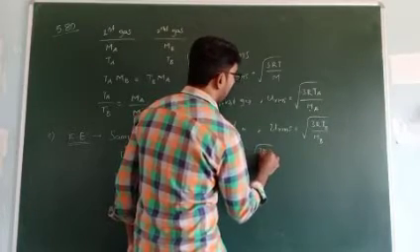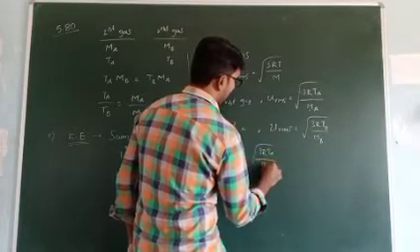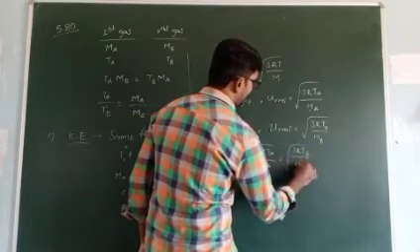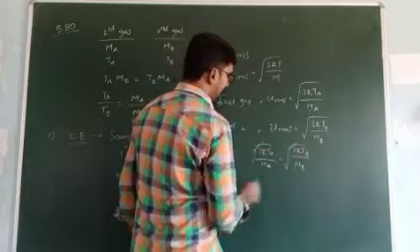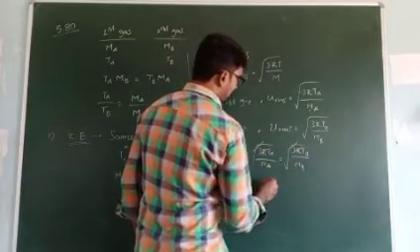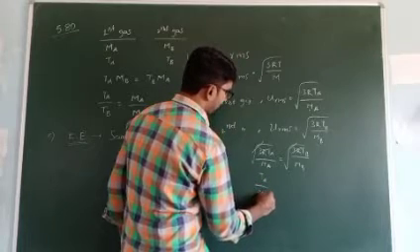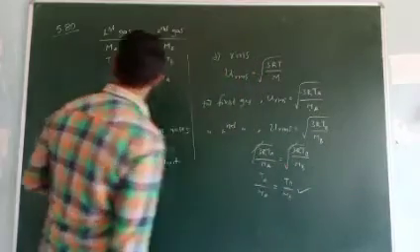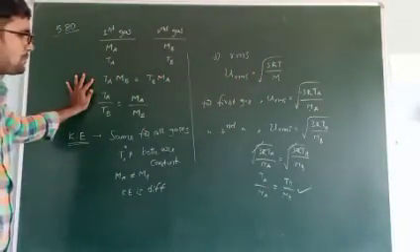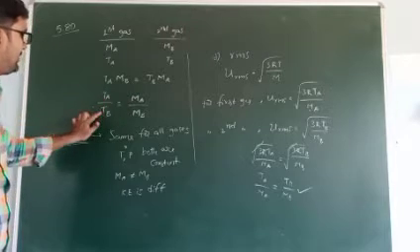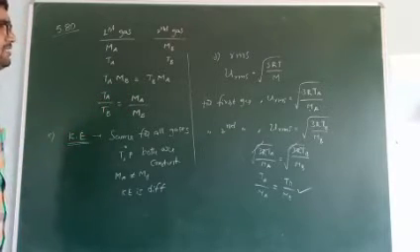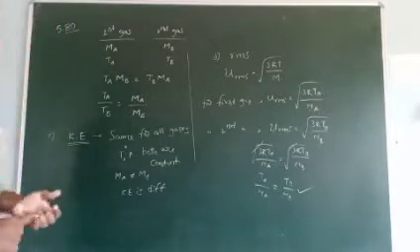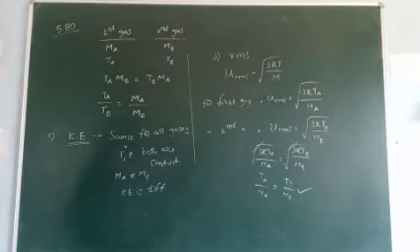Root over 3RTa by Ma equal to root over 3RTb by Mb. On both sides the square roots are cancelled, 3R cancelled. So Ta by Ma is equal to Tb by Mb. The same formula is coming. So RMS velocity is also equal. So the four parts' explanation is completed.